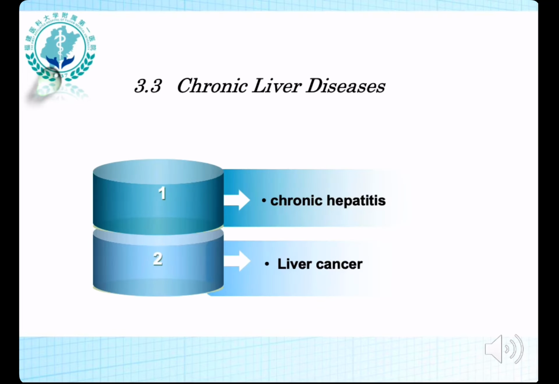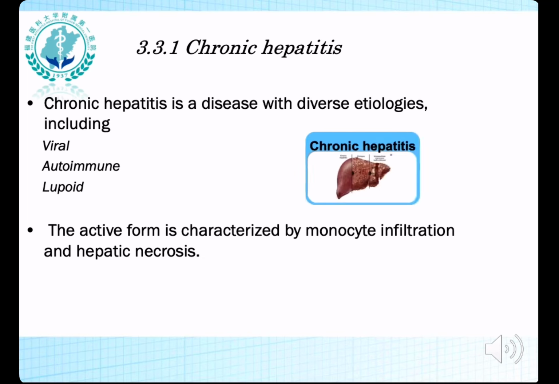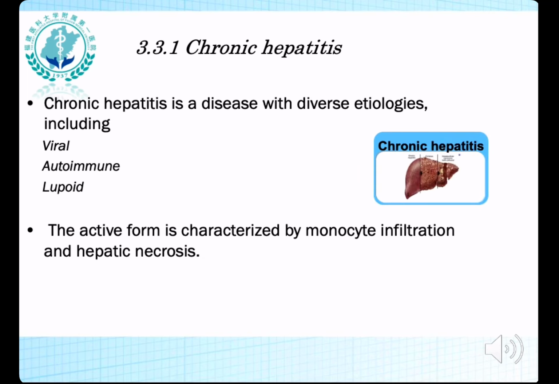Okay, the third part, chronic liver diseases. Chronic liver diseases often include chronic hepatitis and liver cancer. Chronic hepatitis is a disease with diverse etiologies, including viral, autoimmune, and lupoid reasons. The active form is characterized by mononuclear cell infiltration and hepatic necrosis.